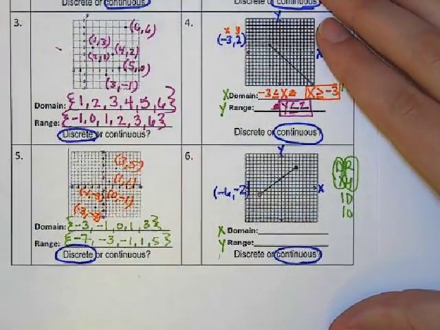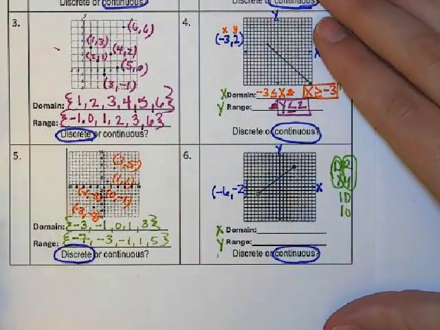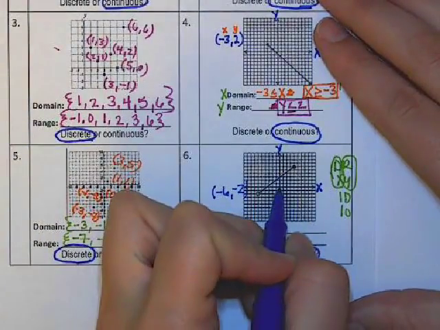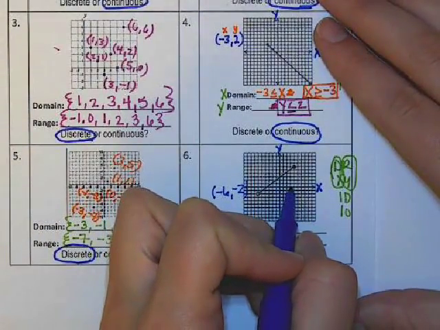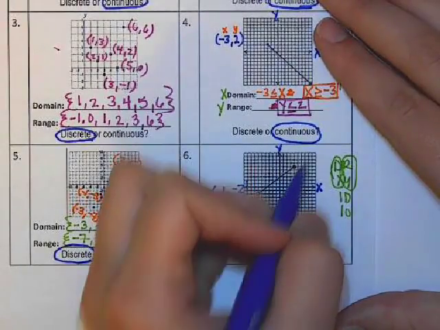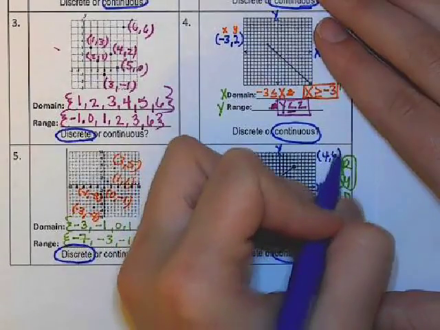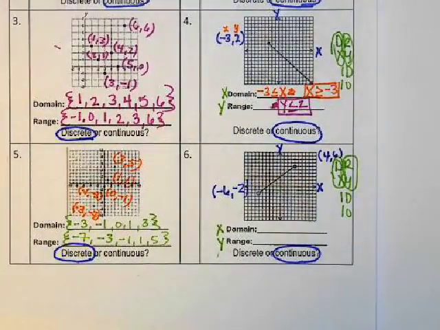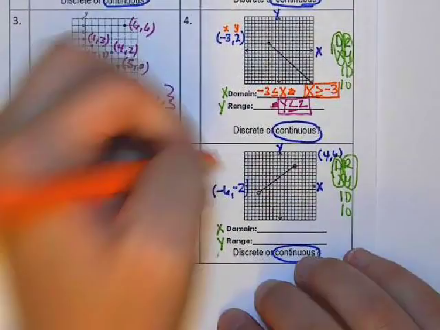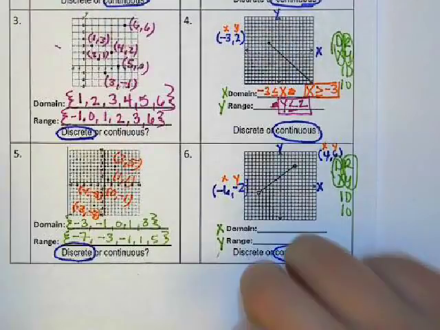Is everybody good on finding the coordinates? Okay. Then I'm going to go find the other one. 1, 2, 3, 4. 1, 2, 3, 4, 5, 6. So 4, 6. Then I'm going to label them X and Y so I don't get confused when I start writing my domain and range.